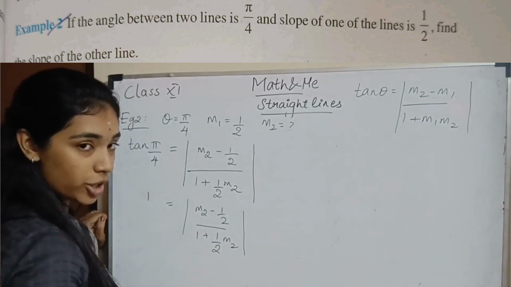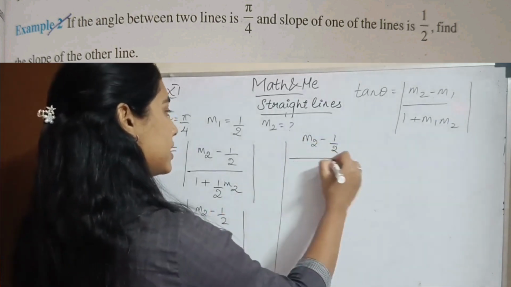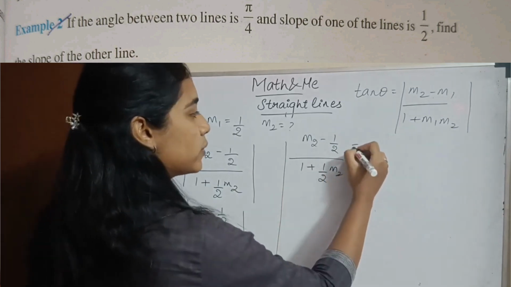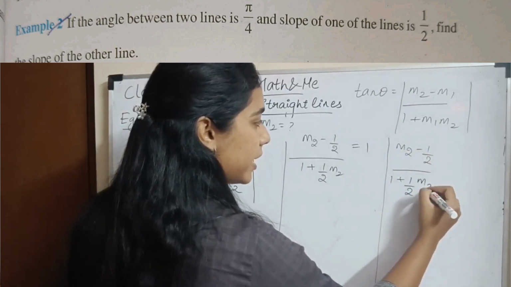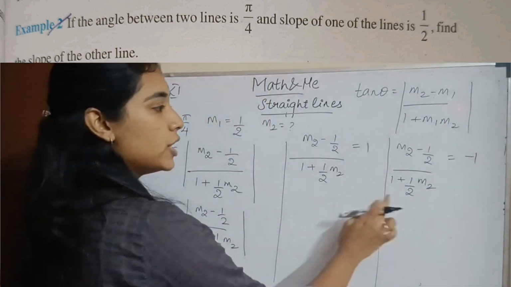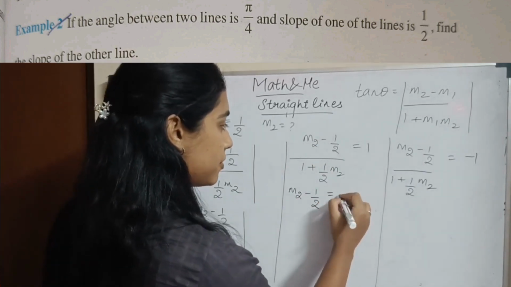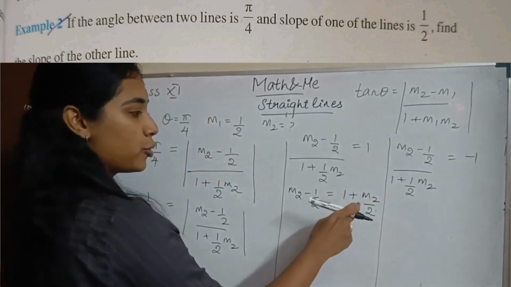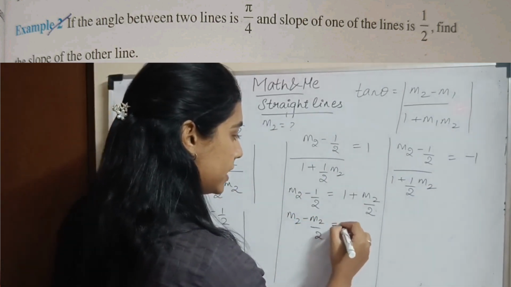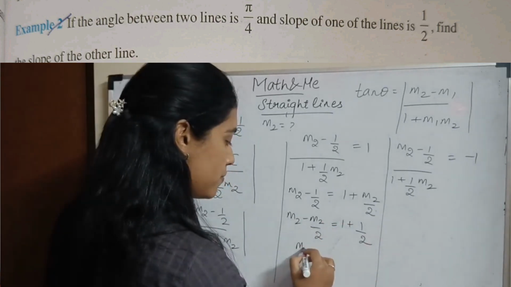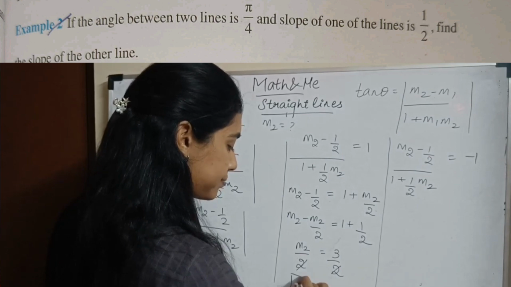When you remove the modulus sign, what do you have? You have two values. One of the values is m2 minus half divided by 1 plus half m2 equals 1. This is one value. And what is the other one? It is plus or minus 1. So you need to solve two different equations to find what m2 is. Here, when I cross multiply, you get m2 minus half equals 1 plus m2 by 2. I'm going to bring m2 on one side and the individual numbers on the other side. So m2 minus m2 by 2 equals 1 plus half. So what do you have? 2m2 minus m2, it is m2 by 2 equals 3 by 2. Cancel 2 and 2. So the slope is 3. This is one of the slopes.